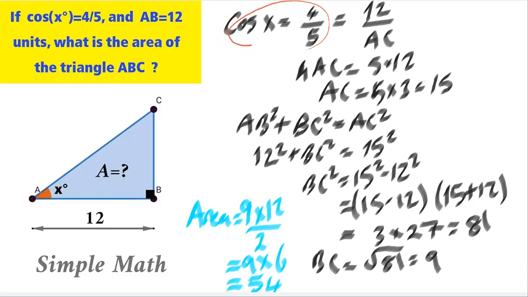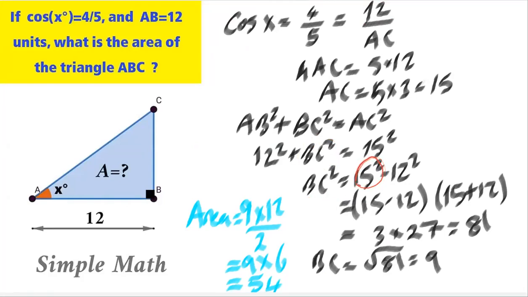First, if cosine is given for our triangle, cosine is adjacent divided by hypotenuse. So 4/5 equals adjacent is 12, hypotenuse is AC. From here, we get what is AC, which is 15. So if AC is 15, this is 12. Since it is a right triangle, so using Pythagoras theorem, we can get what is CB. So here we wrote the Pythagoras theorem, AB squared plus BC squared equals AC squared. So since we know AB and AC, we can find BC squared.